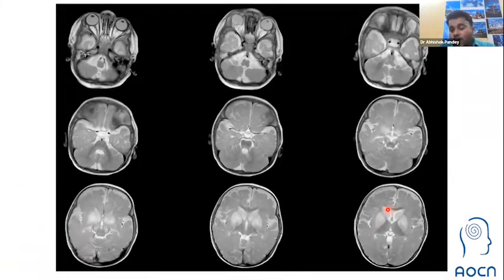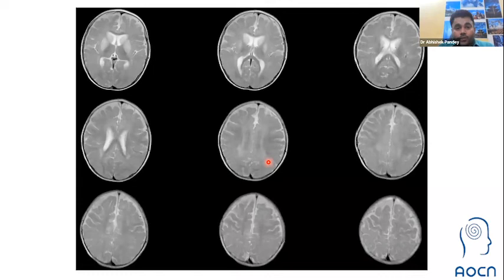Symmetrical and diffuse high signal changes in the caudate nucleus, putamen, as well as globus pallidus. As we go deeper, we can see there is an involvement of the bilateral cerebral peduncles. And in the posterior fossa, there is also involvement of the bilateral symmetrical dentate nuclei. And as we go to the upper section, similar signal changes are seen in the basal ganglia, plus there are also signal changes in the bilateral symmetrical deep white matter.